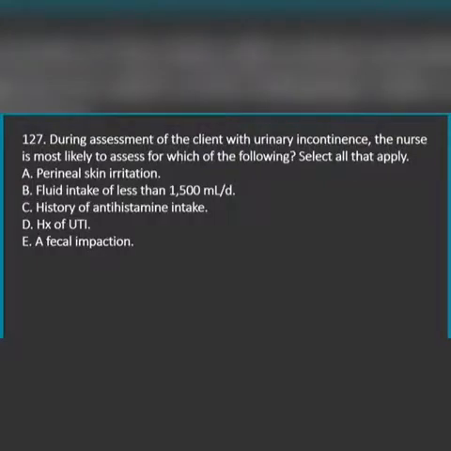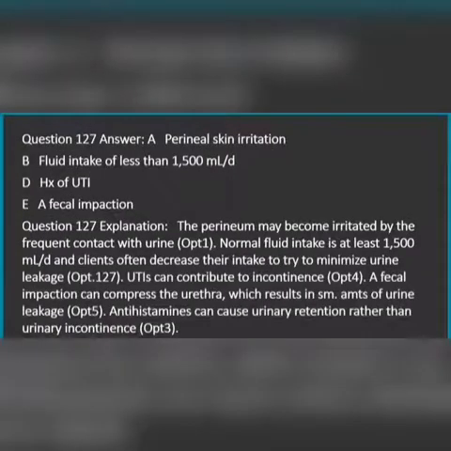Question 127. During assessment of the client with urinary incontinence, the nurse is most likely to assess for which of the following? Select all that apply. A. Perineal skin irritation. B. Fluid intake of less than 1,500 ml/d. C. History of antihistamine intake. D. Signs of UTI. E. A fecal impaction.